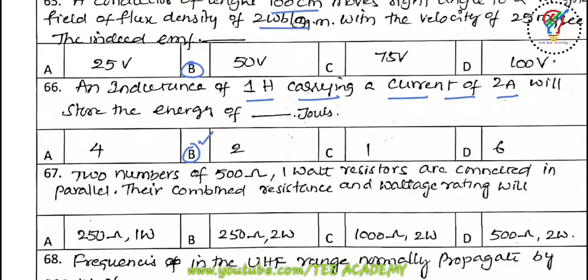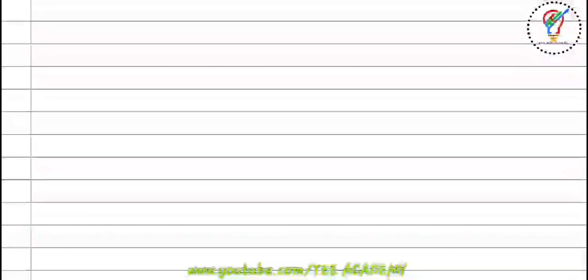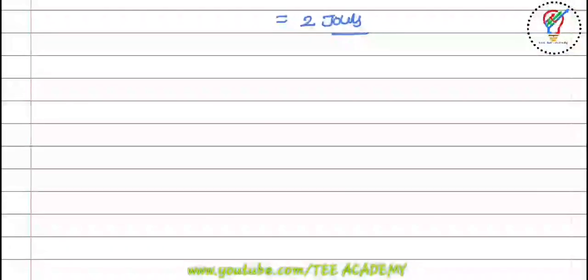Next one, there is one more question here. Two 500 ohm, 1 watt resistors are connected in parallel. Their combined resistance and wattage rating will be: okay, so let me take the explanation here. Next one, it is the 67th question.